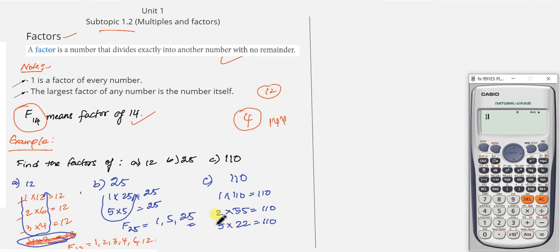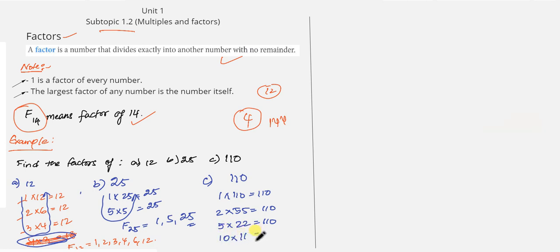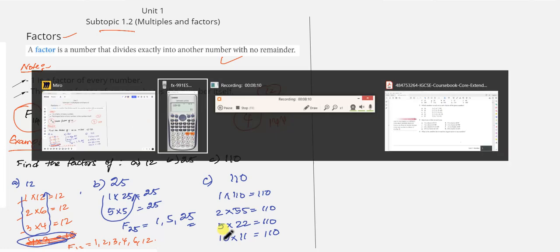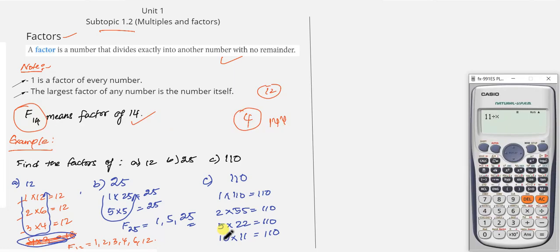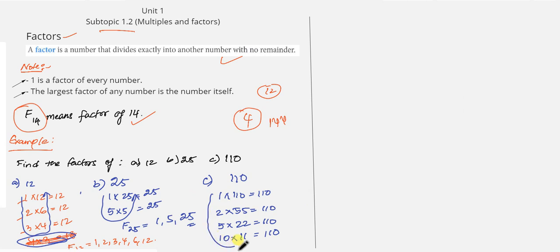Now 110 divided by 6, 7, 8, 9, not possible. Then 110 divided by 10, yes, it's possible. So we can write 10 times 11 is equal to 110. The next number by which we can divide 110 is 11 times 10. You can check, 11 times 10 is equal to 110. So you see again it's repeating, so we can stop there and write it in this order.